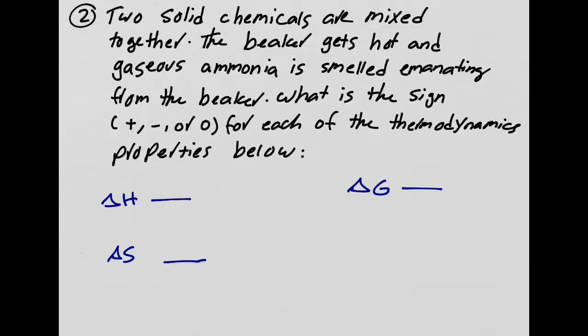You have 2 solid chemicals that are mixed together. The beaker gets hot and gaseous ammonia is smelled. Now, give the sign, plus, minus, or 0, for each of the thermodynamic properties. Okay.